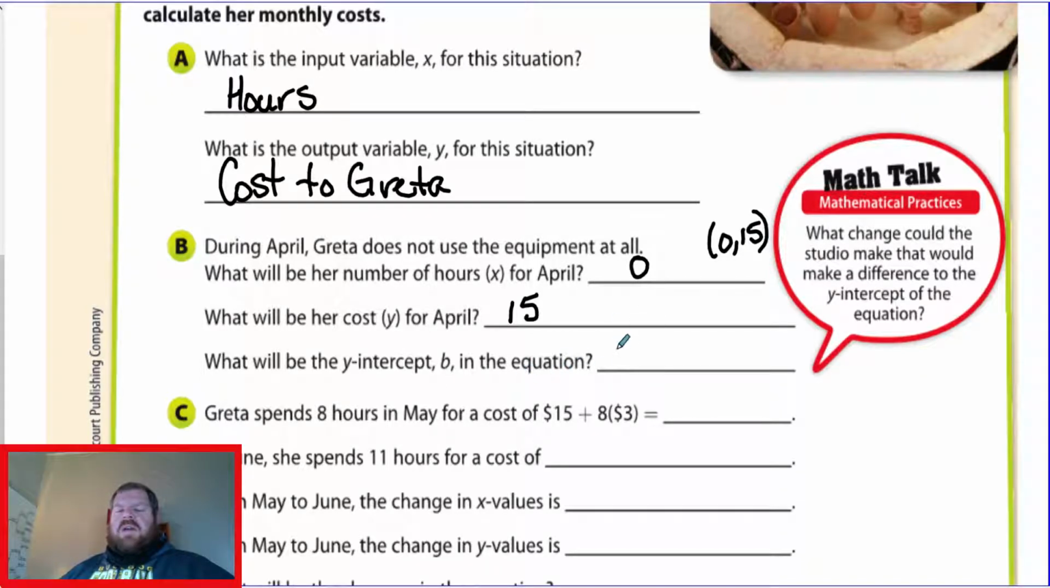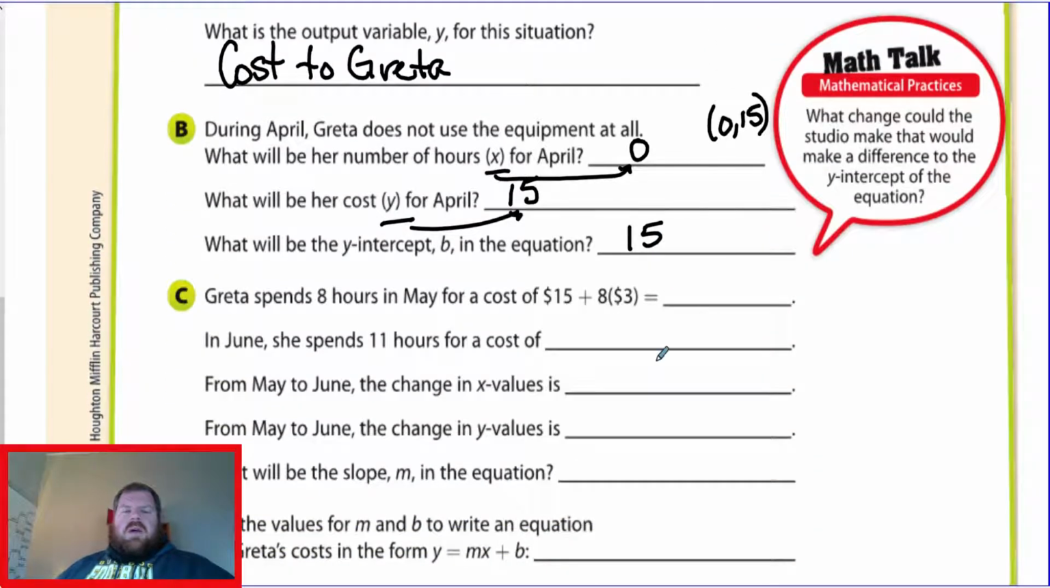Which makes that the y-intercept, right? That's what we talked about. The y-intercept is the y value when x is 0. So her y value, or her y-intercept, is 15. It says Greta spends 8 hours in May for a cost of 15 plus 8 times 3. And so her cost is 8 times 3 is 24 plus 15 is $39. That's how much it's going to cost her in May.